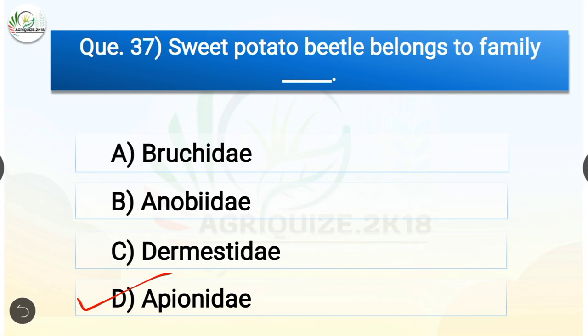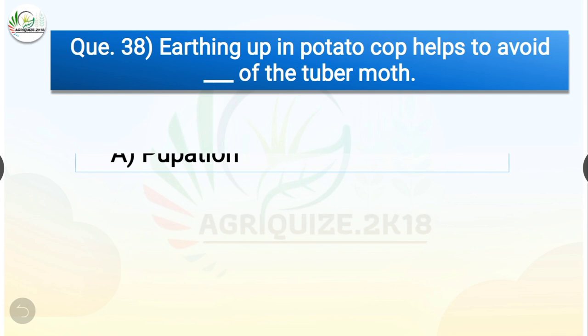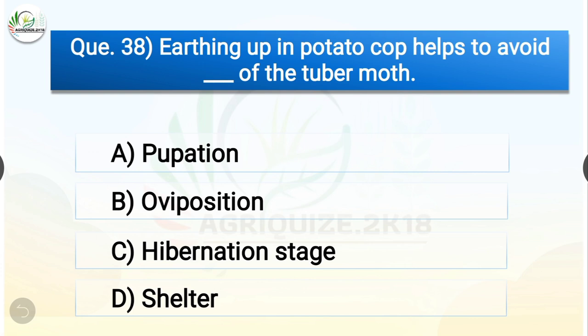Question number 38. Earthing up in potato crop helps to avoid dash of the tuber moth. The options are pupation, oviposition, hibernation stage or shelter. The correct answer is option B, oviposition. So earthing up in potato crop helps to avoid oviposition of the tuber moth.